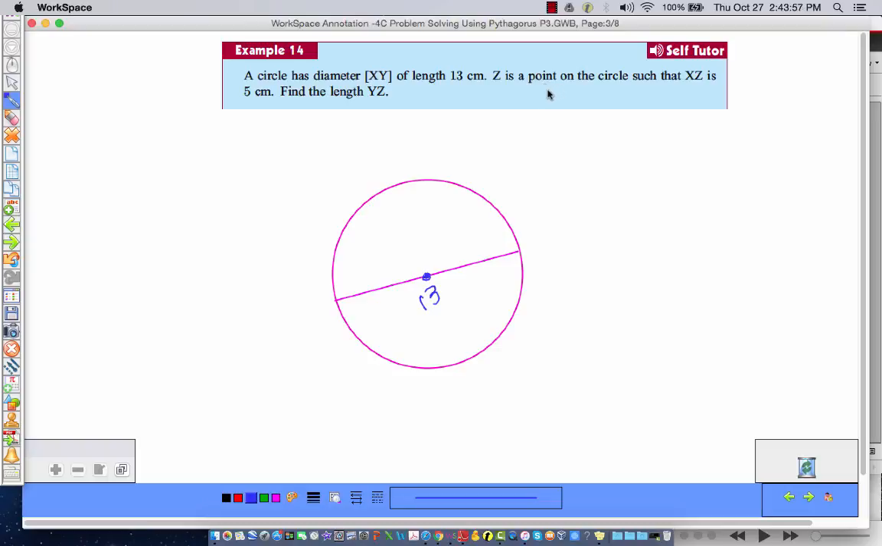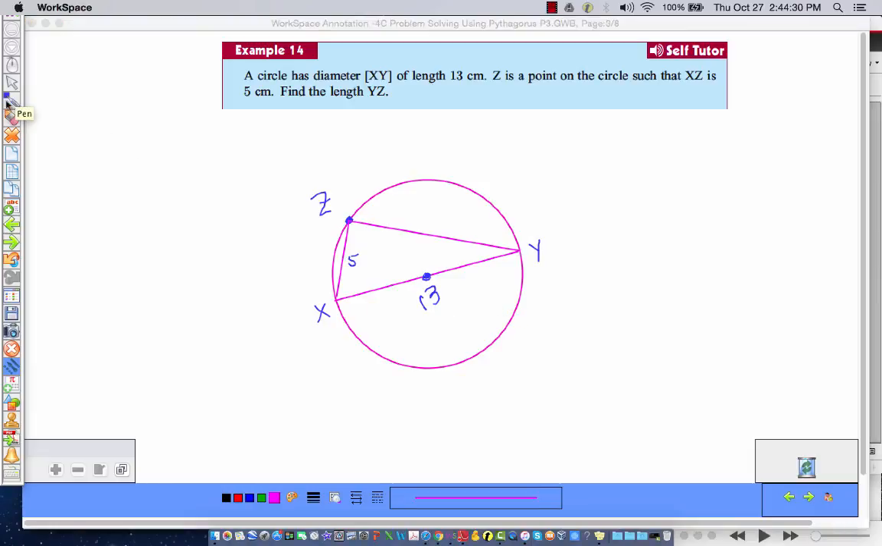Z is a point on the circle, and the diameter is XY. Sorry about that. And Z is any point on the circle. Ready, stop. We'll put it right there. Such that XZ is 5 centimeters. So I have to draw XZ now. So from here to here. And they tell me it's 5 centimeters right here. I'll put that in here. Find the length of YZ. So now I have to find the length of YZ.